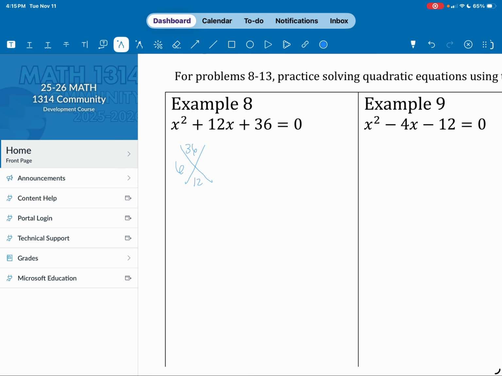Okay, so 6 and 6 will multiply together to give you 36 and add to give you 12. So our factors were x plus 6 times x plus 6. Now, because they're the same factor, we would just say x plus 6 equals 0 and then solve for x. So x equals negative 6, and that would be your answer.